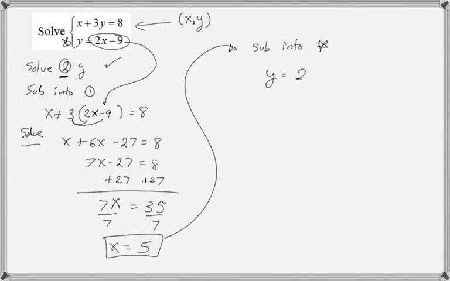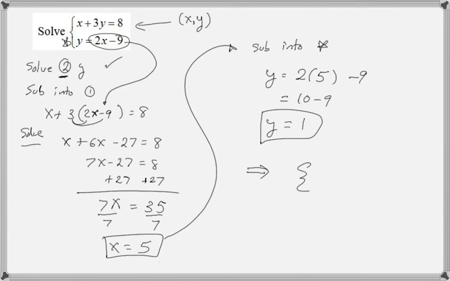So y has to equal 2 times whatever x is, minus 9. I know that x is 5. Simplify this. 2 times 5 is 10. 10 minus 9 is 1. And then I know that x has to be equal to 5 when y is 1. So my solution is the ordered pair (5, 1).